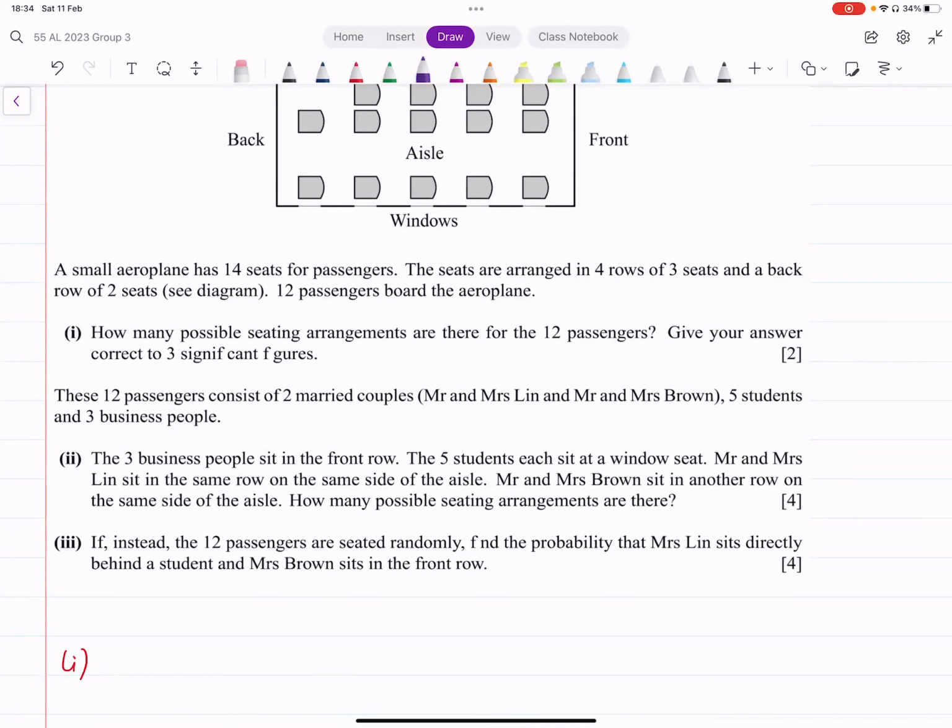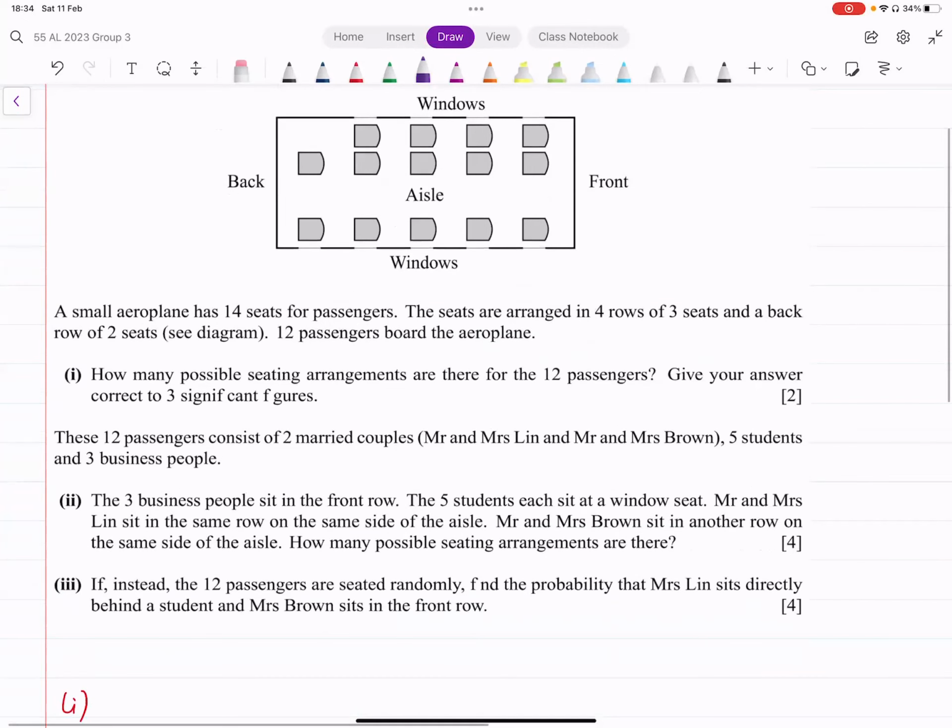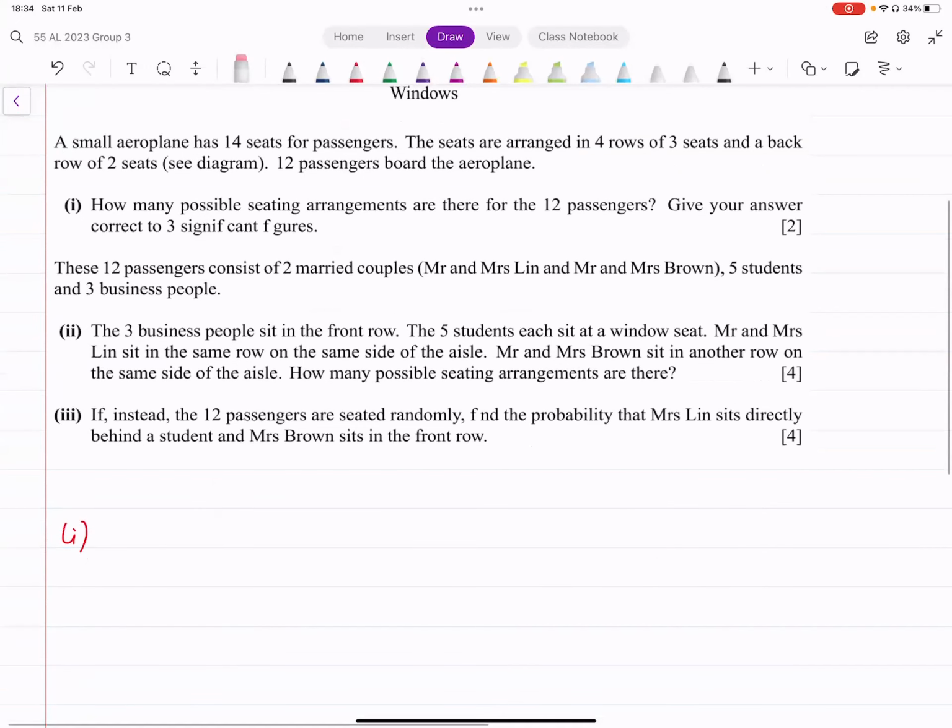Now you have 14 seats, 14 places. How many passengers are there? There are 12 passengers. 14 places में 12 passengers को arrange करना है. You could just do it directly like this. You could say this is 14P12. Evaluate this and see what you get.